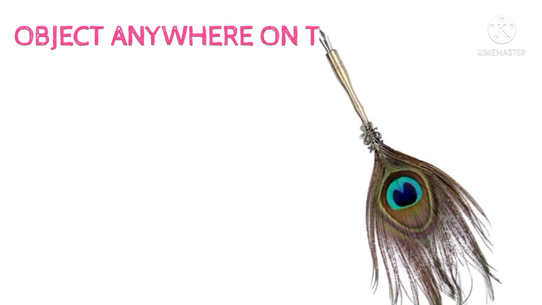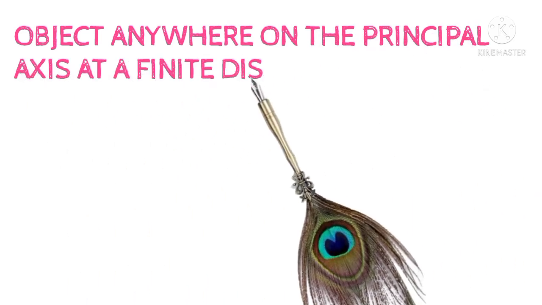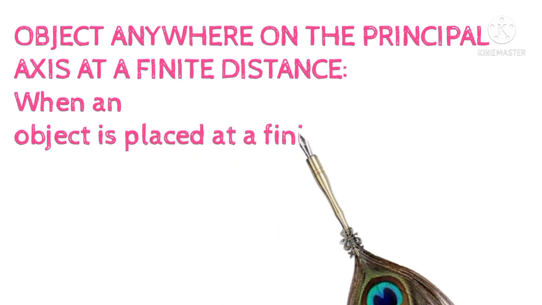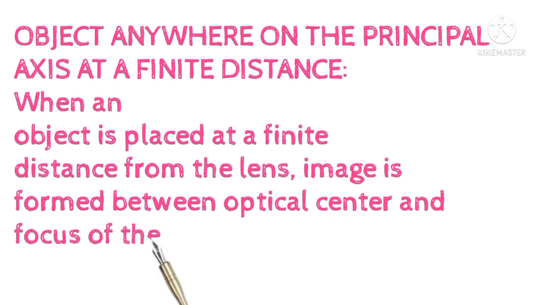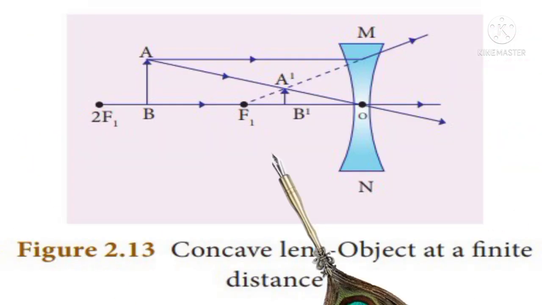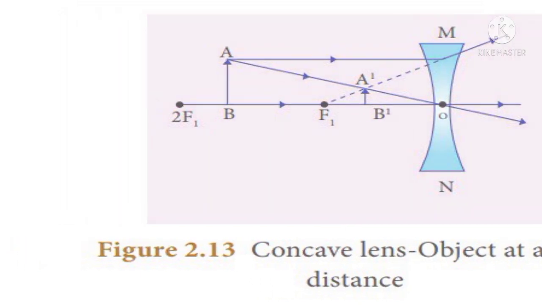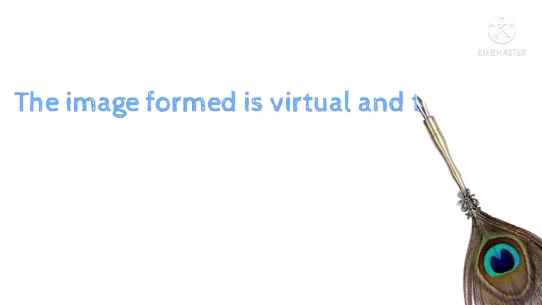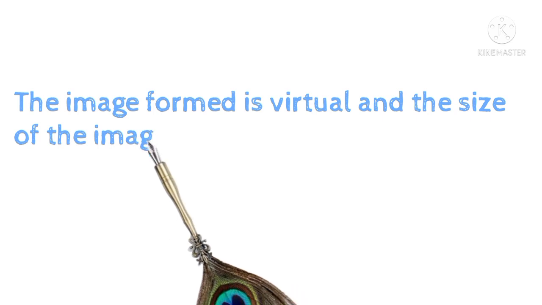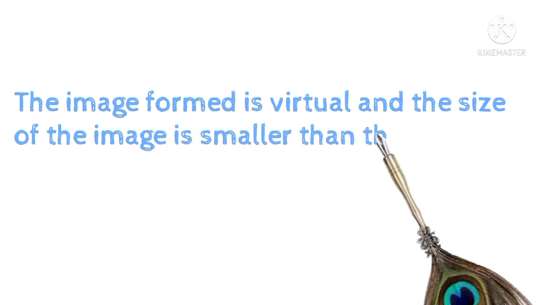The second condition is when an object is placed anywhere at the principal axis at a finite distance from the lens. When an object is placed at a finite distance from the lens, image is formed between optical center and focus of the concave lens. In this picture, we can see that the object is placed at a finite distance from the lens AB and the image is obtained between focus and the optical center A dash and B dash. The image obtained is also a virtual image and the size of the image is smaller than that of the object.